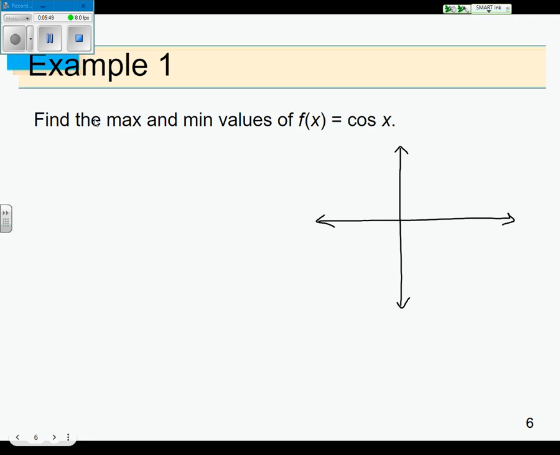And remember, cosine is going to be the wavy lines that go from 1 to -1. And it starts on the hill. And it's saying find the max and min values. If it's not being specific as to which max and min values to find, I would just find both local and absolute. Well, looking at this, all the local maxes are going to be the same as the absolute maxes.